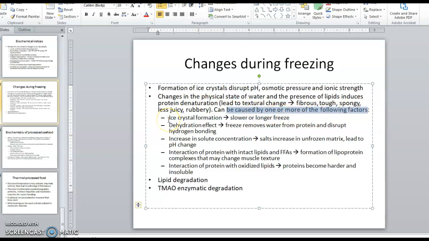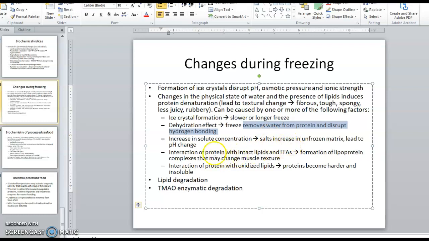Okay, the first one, again, the formation of the ice crystal. Therefore, it's recommended to use a faster freezing method compared to slower or longer freeze, okay, to reduce the formation of the ice crystal. Second is the dehydration effect. Freezing removes water from the protein and disrupts the hydrogen bonding. The third one is increase in solute concentration. Salt will increase in the unfrozen matrix, lead to the pH change.